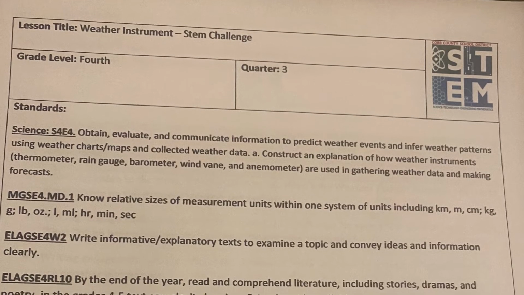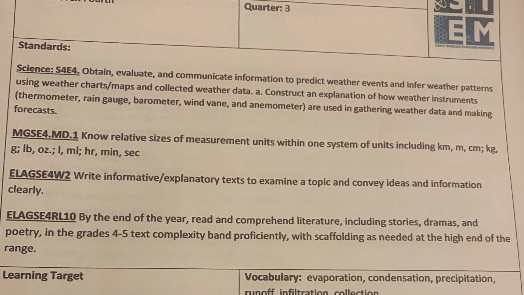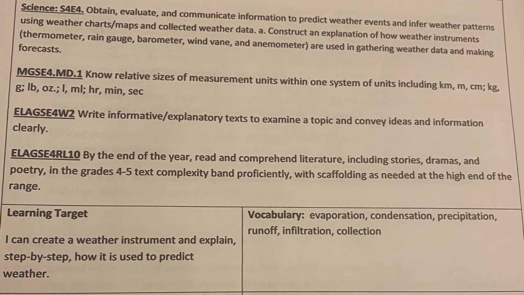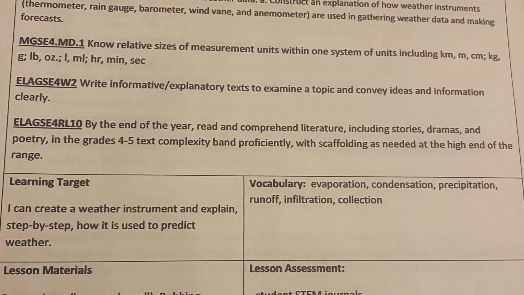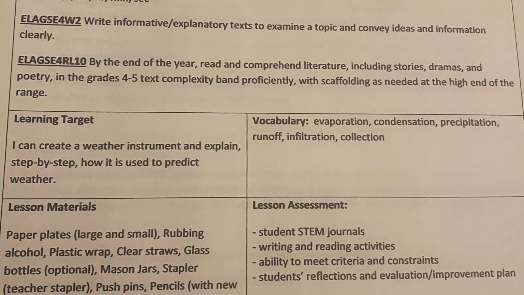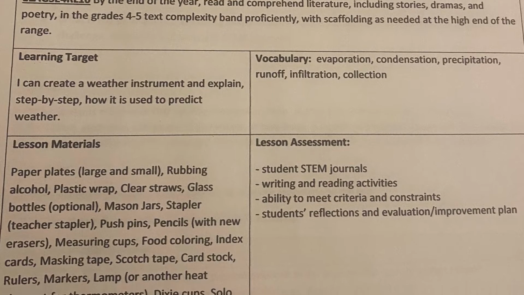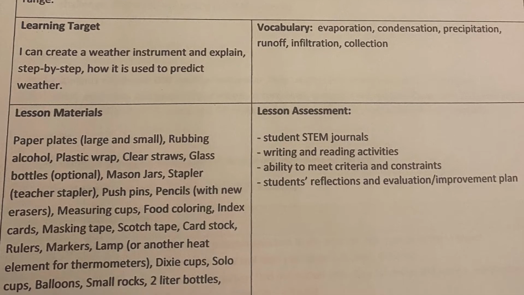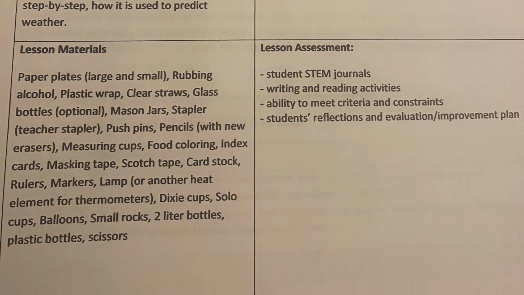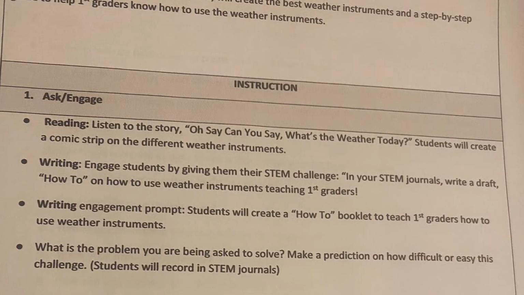Here's a lesson for 4th grade on weather. The lesson gives the standards for science, math, writing, and reading. It also gives the learning target: I can create a weather instrument and explain step by step how it is used to predict weather. This lesson also gives your vocabulary. It gives the lesson materials and a lesson assessment. Students will use their STEM journals for this lesson, and they can also use it for other science lessons.